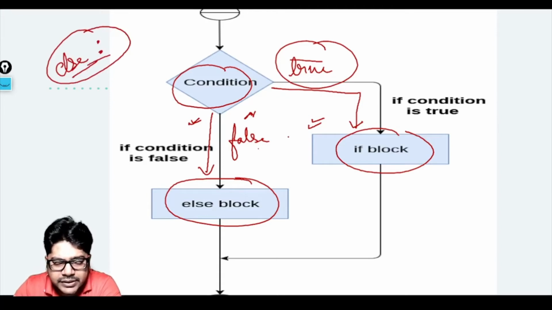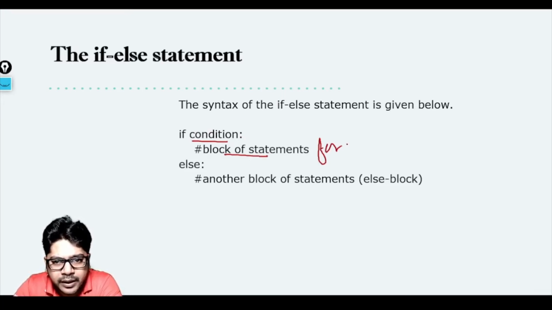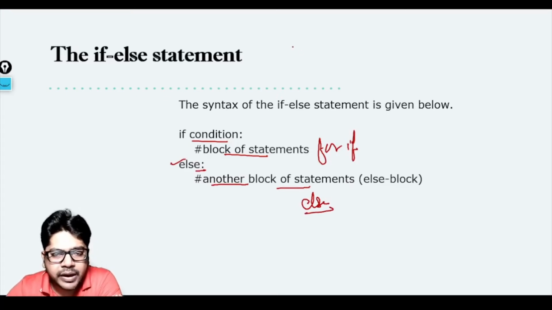Okay, we already talked about two numbers, right? Let us take another situation. Look at the syntax first. So if condition, then colon, then the block of statements which is for if. And then in the else part again you write a colon, and then you write another block of statements which is for else. Okay, so let us take one example.